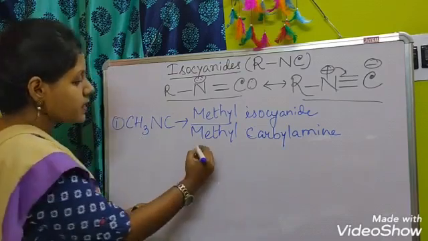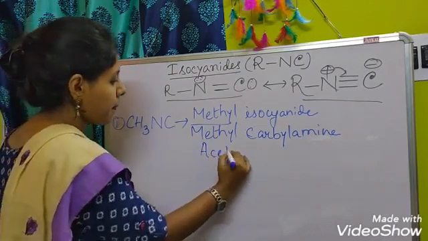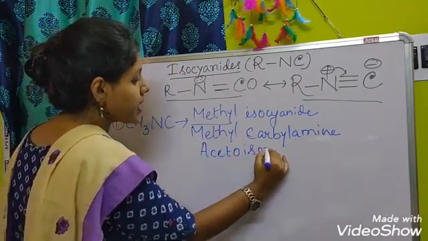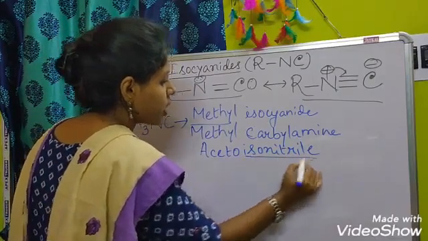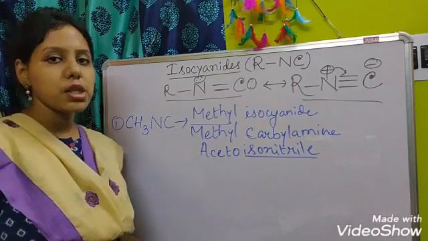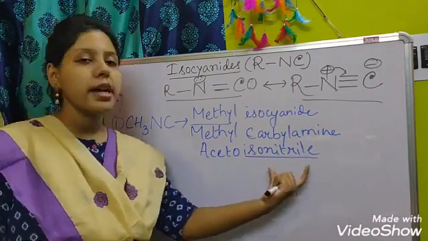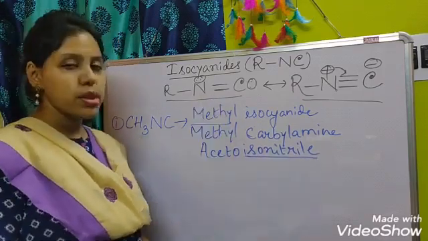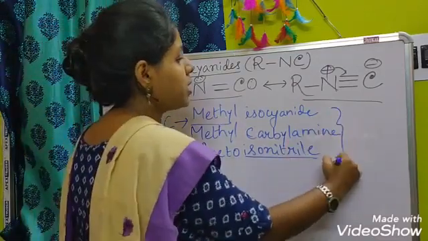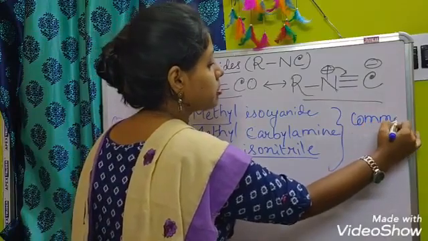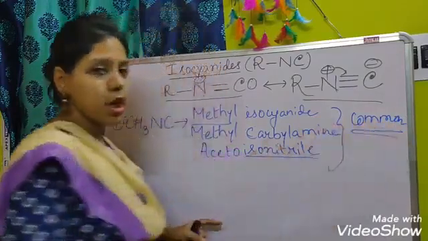so this is also known as methyl carbylamine, or also it is known as aceto isonitrile. Okay, so in case of cyanides we only use the suffix nitrile, but for isocyanides we will use isonitrile. So these three are the common method. Okay, these are the common method.